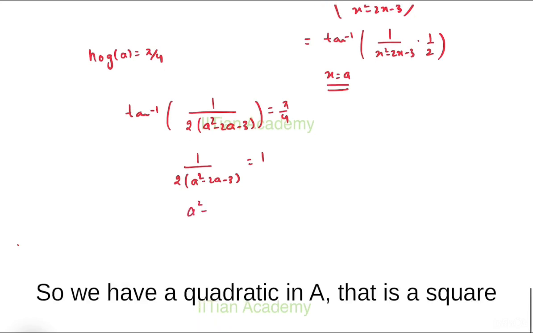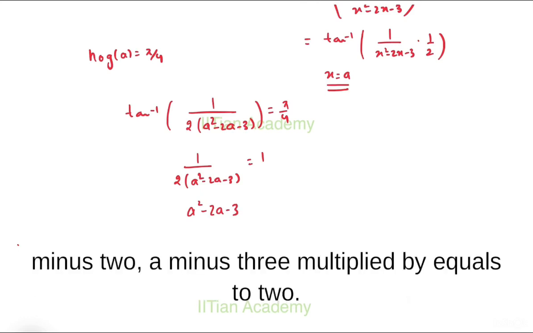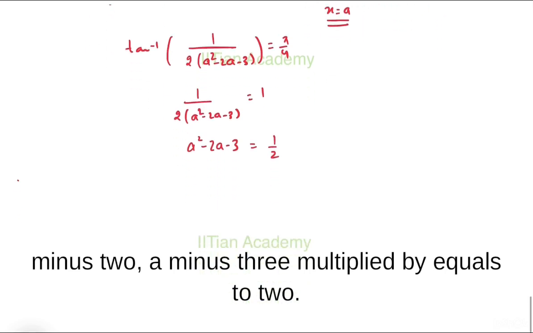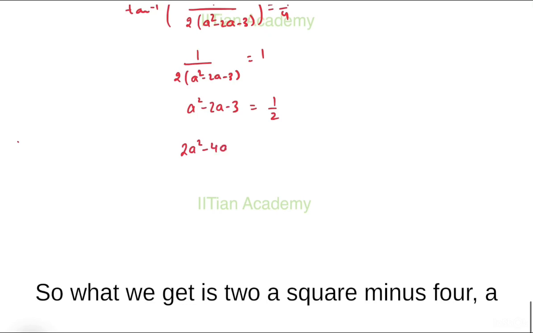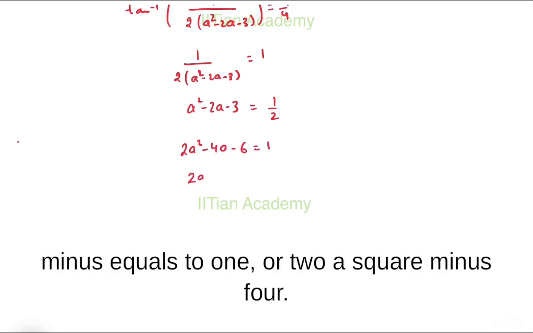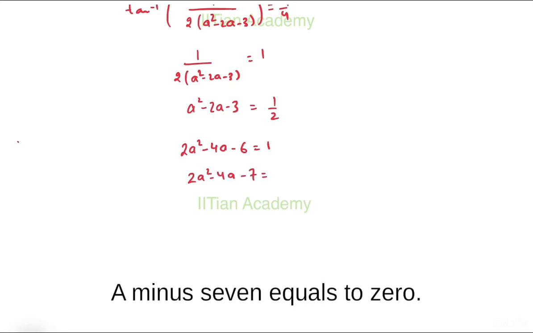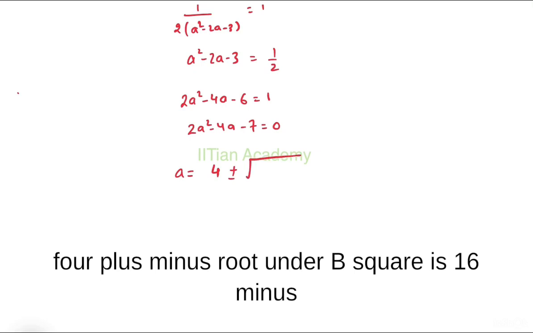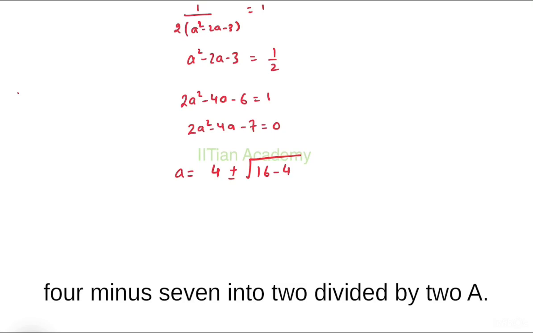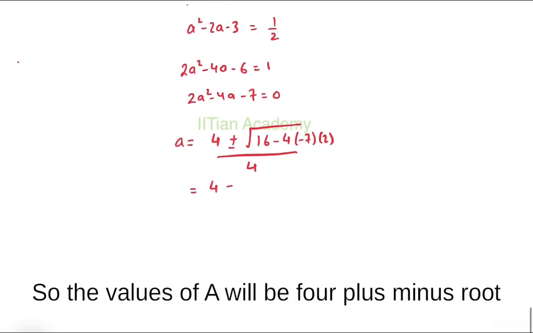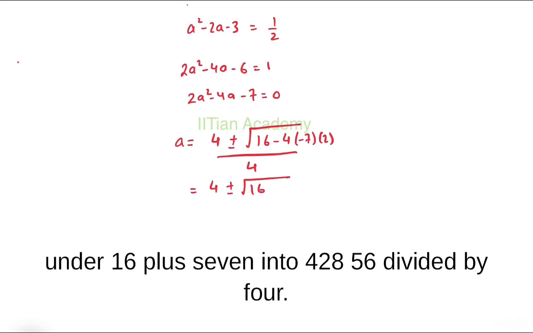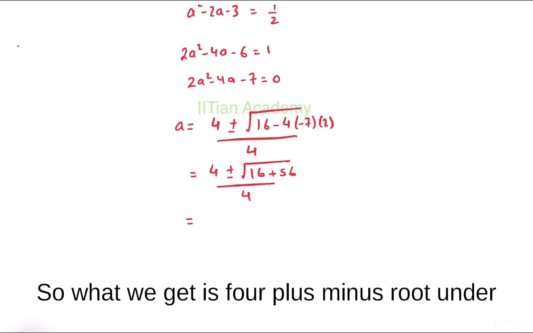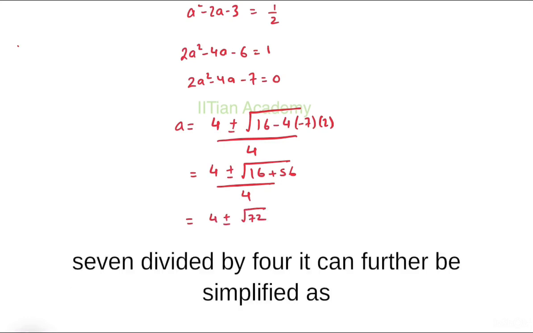So we have a quadratic in a, that is a square minus 2a minus 3 multiplied by 2 equals 1. So what we get is 2a square minus 4a minus 6 equals 1, or 2a square minus 4a minus 7 equals 0. Solving this for a, we get minus b, that is 4 plus minus root under b square, which is 16, minus 4 into minus 7 into 2, divided by 2a. So the values of a will be 4 plus minus root under 16 plus 7 into 8, 56, divided by 4. So what we get is 4 plus minus root under 72 divided by 4.